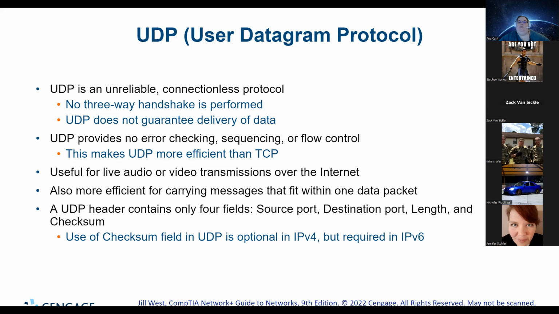UDP header contains only 4 fields: source port, destination port, length, and checksum. The use of a checksum field is optional in IPv4, but it is required in IPv6.